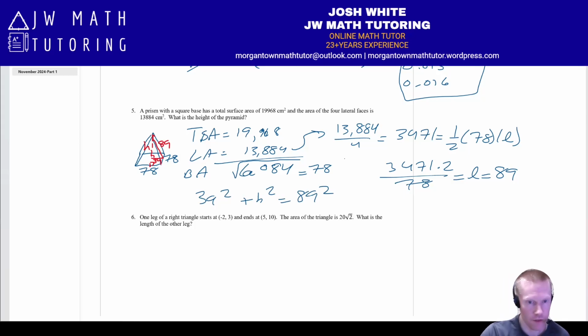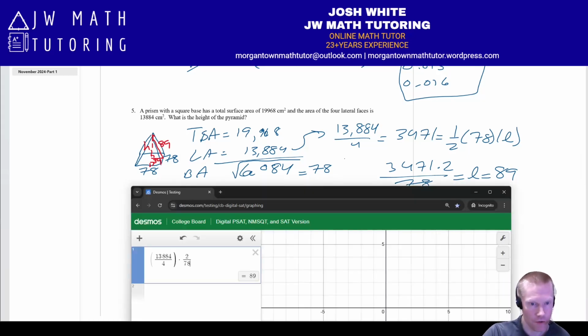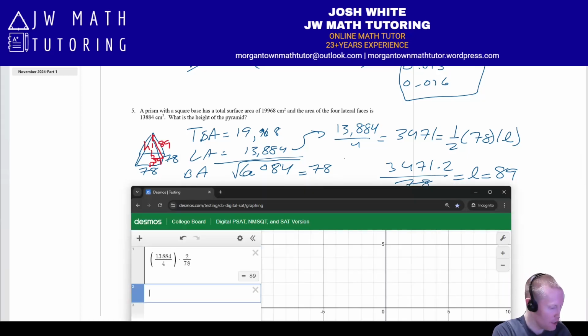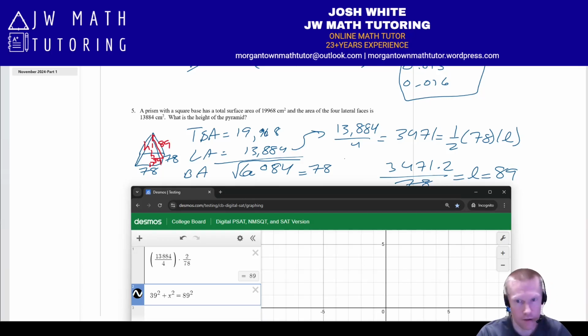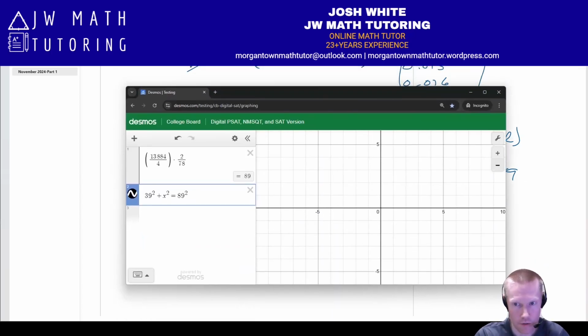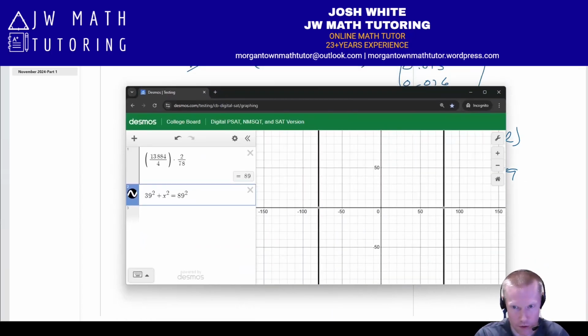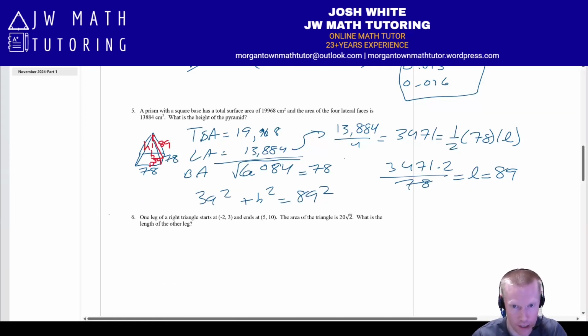Now, there's multiple ways you could solve this. I would just recommend going to Desmos. You could just type it in, squared, like this. Then you do have to zoom out and look for where the vertical line is here. Okay, it's on 80. So that is the correct answer. The height turns out to be 80.